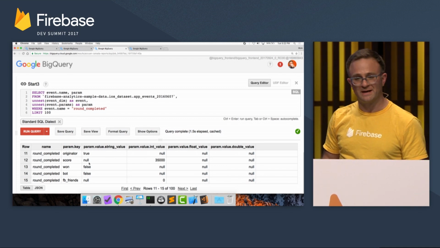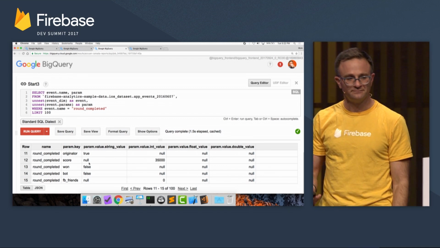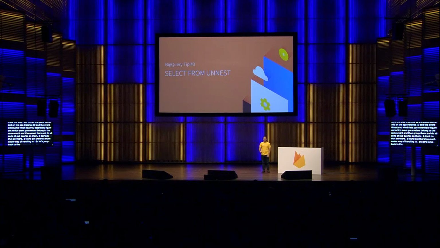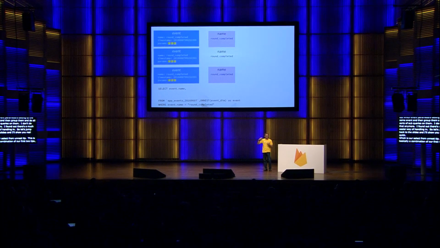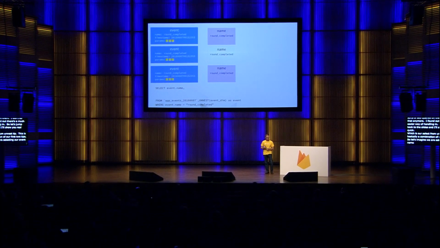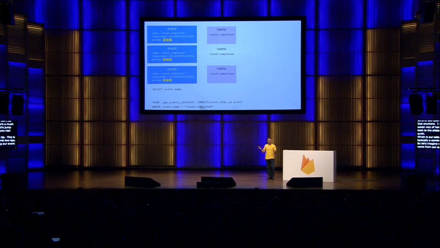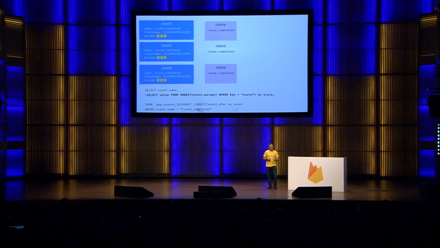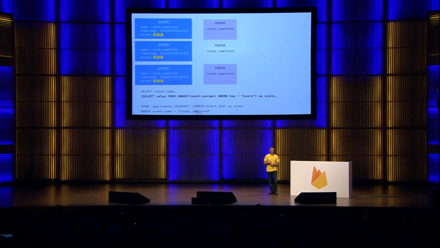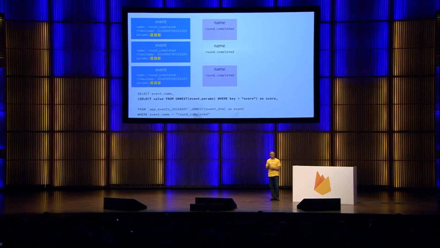So let's jump back to the slides, and I'll show you real quick, which is our select from unnest tip. This is basically a combination of our first 2 tips. Let's imagine we're selecting our event name from our app events where we've unnested our event dim. So far this should probably look familiar. Let's look at this next line: select value from unnest event params where key equals score as score.